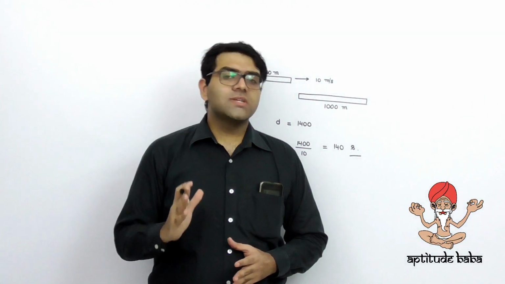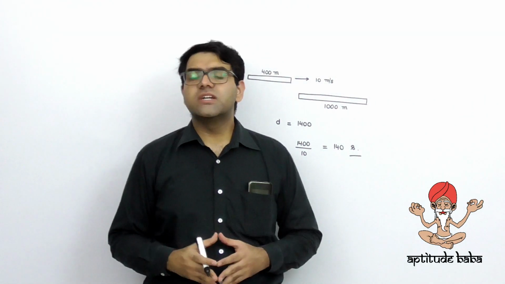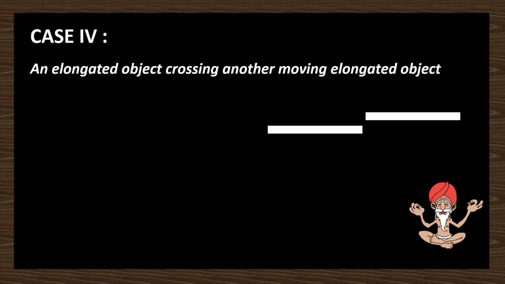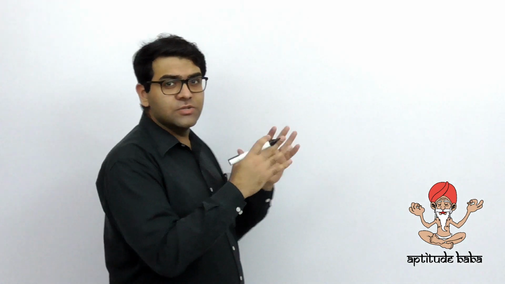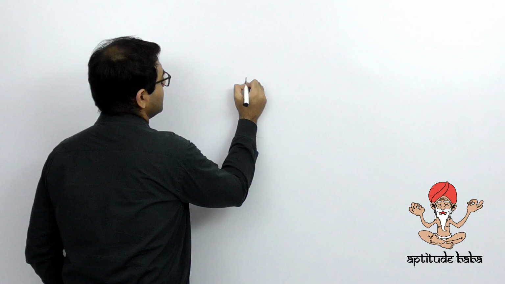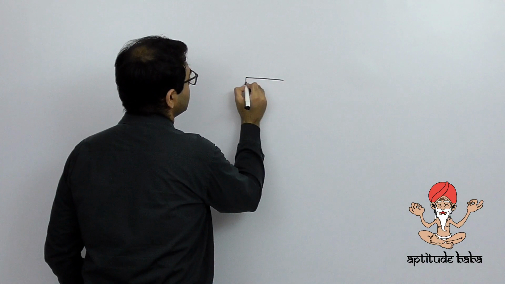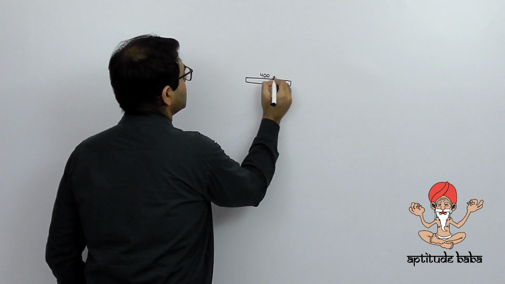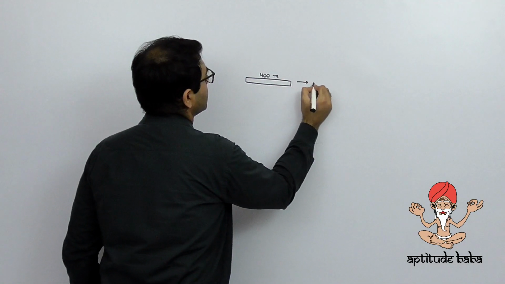Next we move on to the fourth and last case of trains and tunnels. The fourth case deals with a situation in which we have one elongated object crossing another moving elongated object. Let us say that we have got two trains and the two trains are moving on parallel tracks such that one train overtakes and eventually crosses the other. Let me explain that using an example here on the board. Let us say that the train under consideration is a 400 meter long train. So मेरे पास एक 400 मीटर लंबा ट्रेन है. Now this train is moving at 10 meters per second.